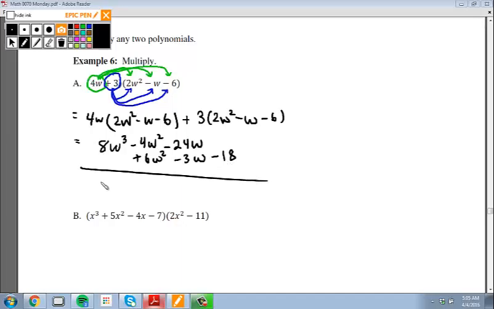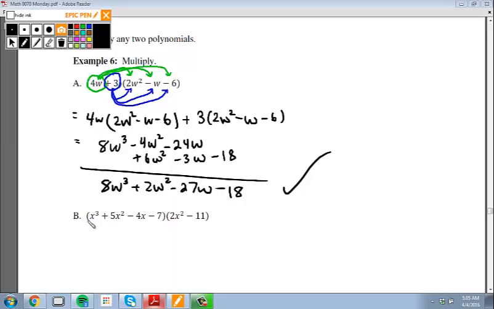You can see that I thought that the column method for adding these might be a little bit easier here. At least it was for me. And my final answer is 8w to the third plus 2w squared minus 27w minus 18. So just make sure again that you use a combination of whatever methods are most comfortable for you or what might be most appropriate for solving a particular problem.